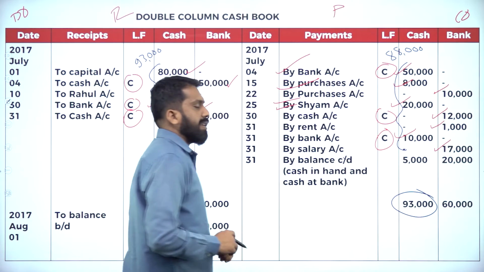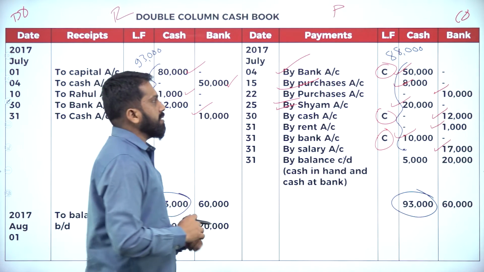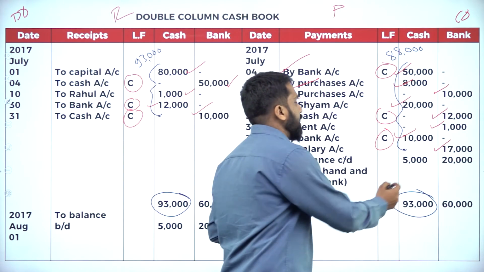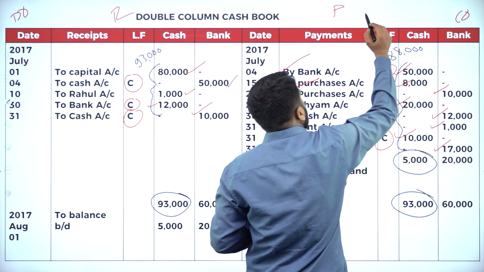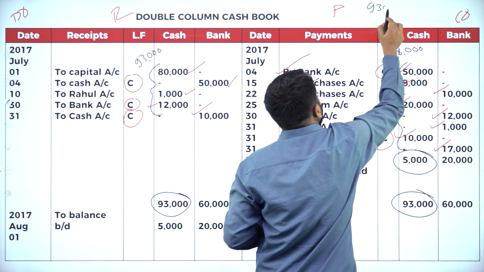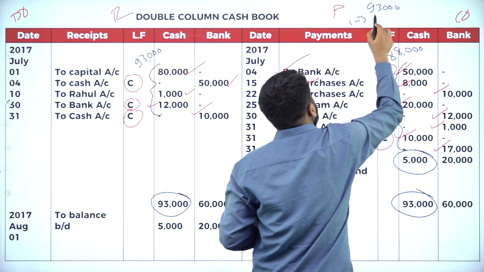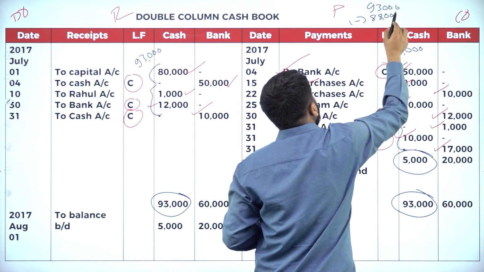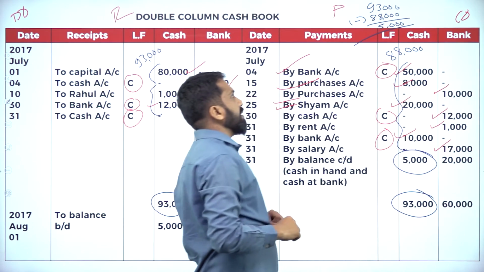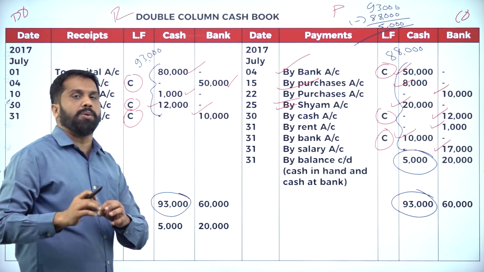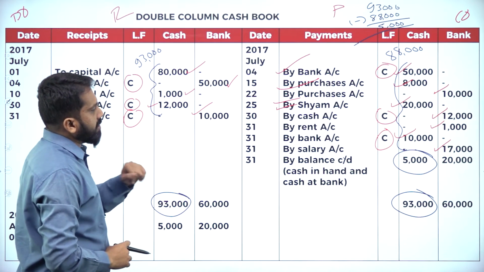93,000 and 93,000. From 93, you minus 88, you will get 5. Again, I'll repeat. From 93,000 minus 88,000, you will get 5,000. Any doubt up to this? No doubt. Now, this is done.